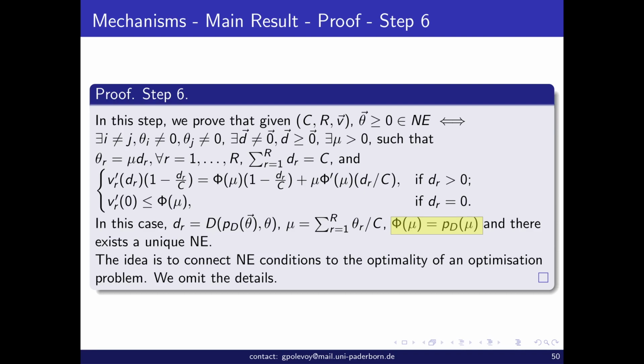Now the idea is to prove it. We don't of course do it. It's too long to do it. The idea is to connect the Nash equilibrium conditions to the optimality of an optimization problem. That's also why it will be unique. And we did such things with those first order conditions, and then we looked at this Lagrange optimization and used the method of Lagrange multipliers, and then we had this connection.